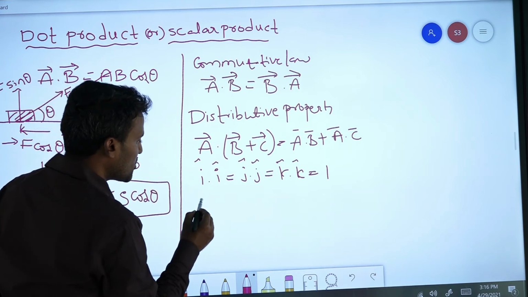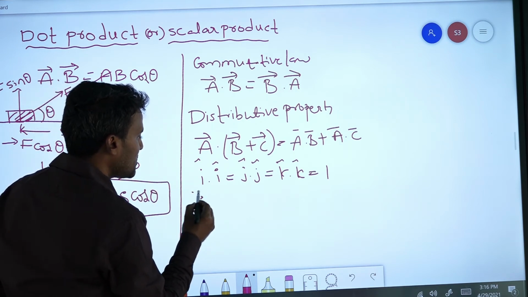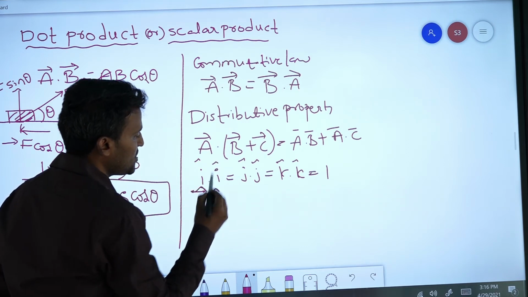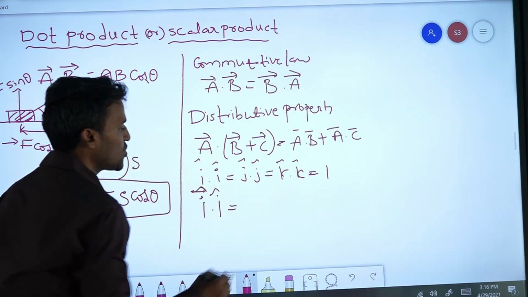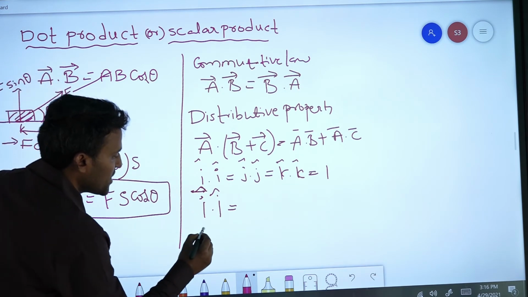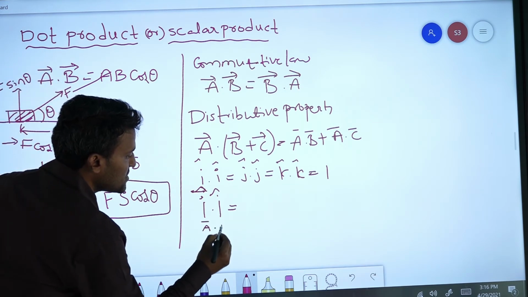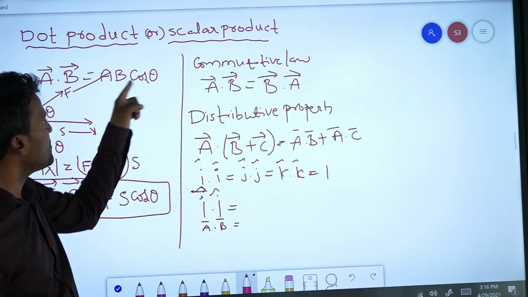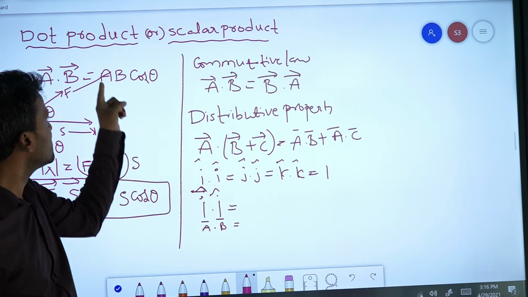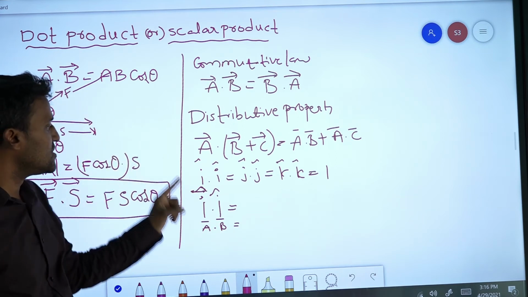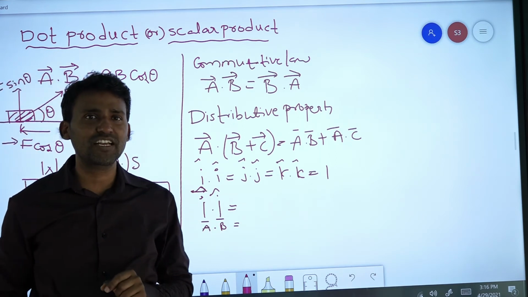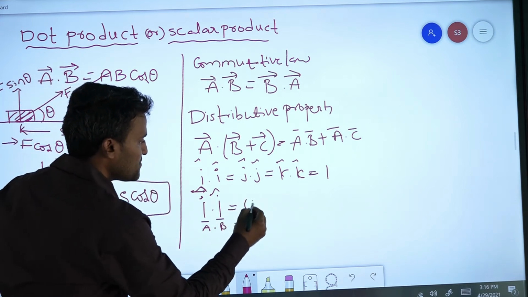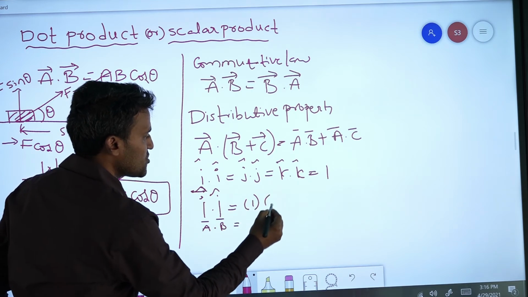Now according to that, I am writing I is a unit vector, and the other I is also a unit vector. For your understanding you can write this is A vector and this is B vector, isn't it? That is equal to AB cos theta. Here A means the magnitude of A vector. Here I cap, its magnitude is 1. So that is 1. The other I cap is also 1.